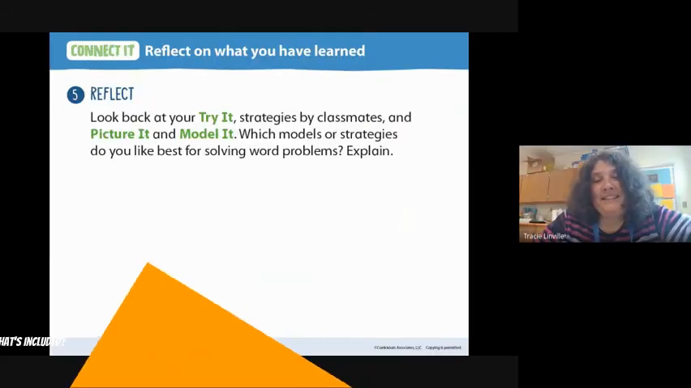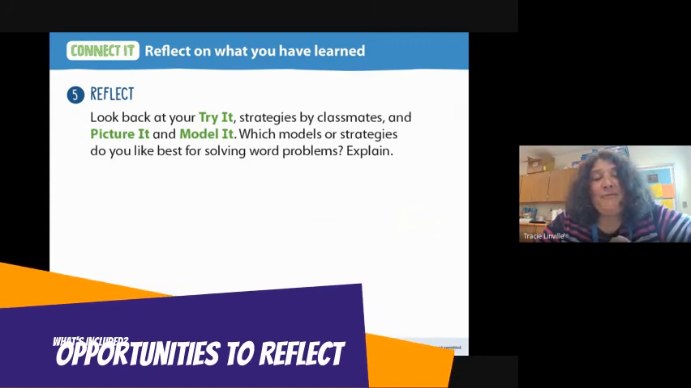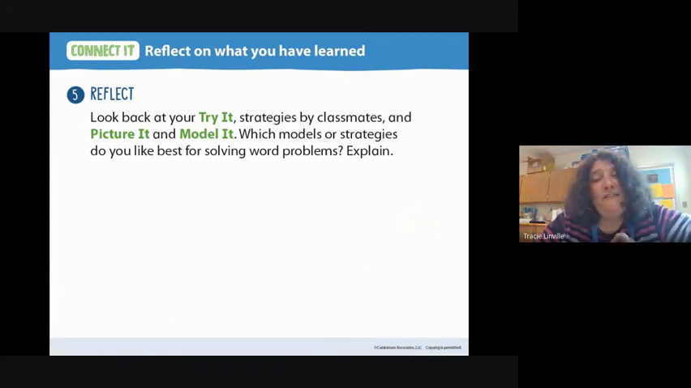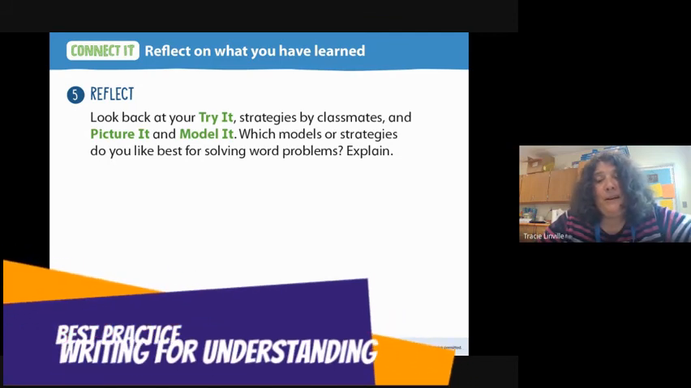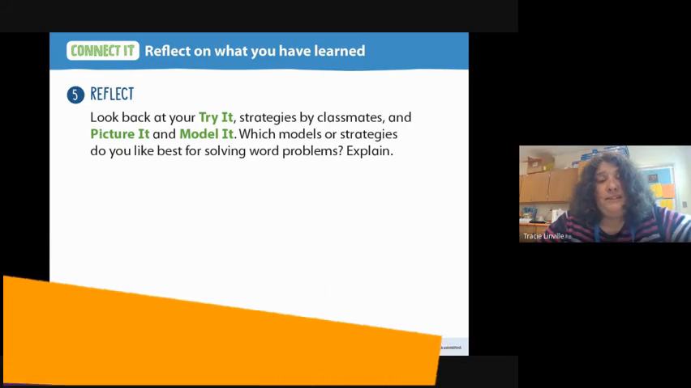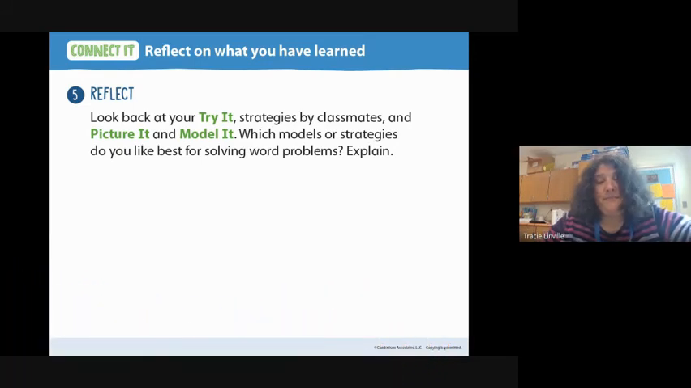I really like this slide deck because it has a reflection slide. If you have math journals, it is a great time to pull those out and have the kids write about the strategies they liked best, use their models, talk about how they would solve a problem, all kinds of great things, whatever you want them to reflect about in that math journal. This is the perfect slide to do that with.